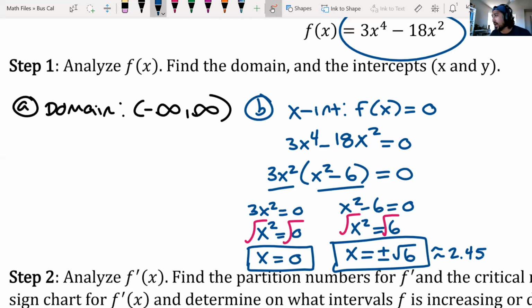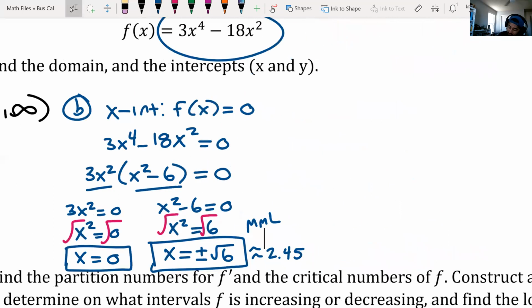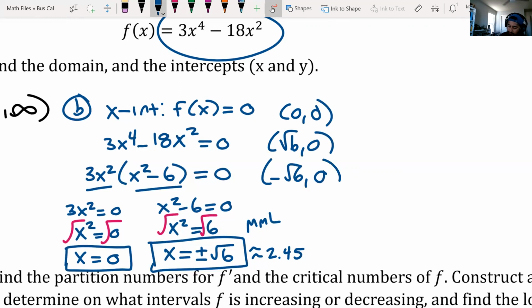Okay. And I think when you're doing this on MyMathLab, it wants just the x values. It doesn't want you to type it as a coordinate. So I think these, what I boxed, will be your answers for MyMathLab. But since we're graphing it, I like to put these into coordinate form. So your x-intercepts are going to be (0, 0), (square root 6, 0), and (negative square root 6, 0). So those are our x-intercepts.